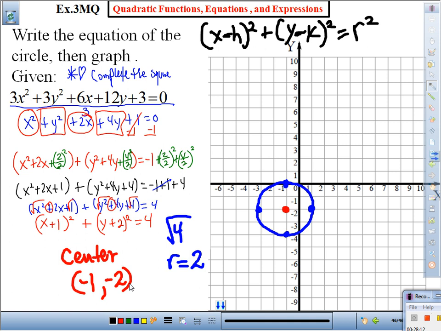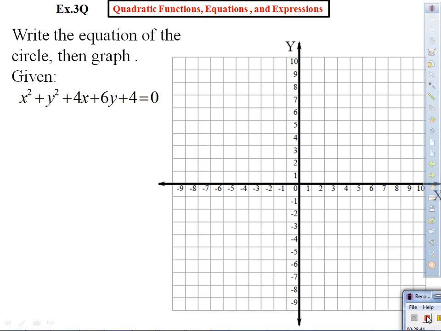Let's go to example. Example 3. Copy this, please. No, the other one was negative. Okay, if I call your name, you're staying after school.